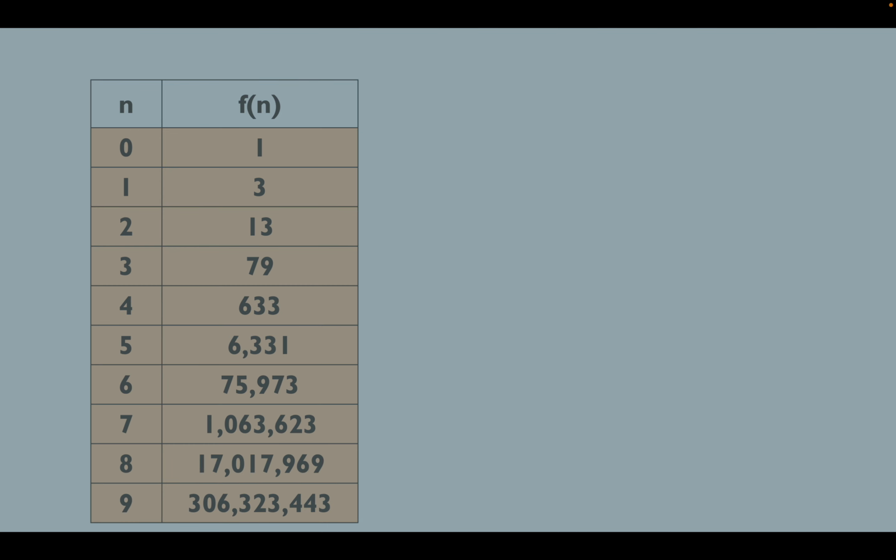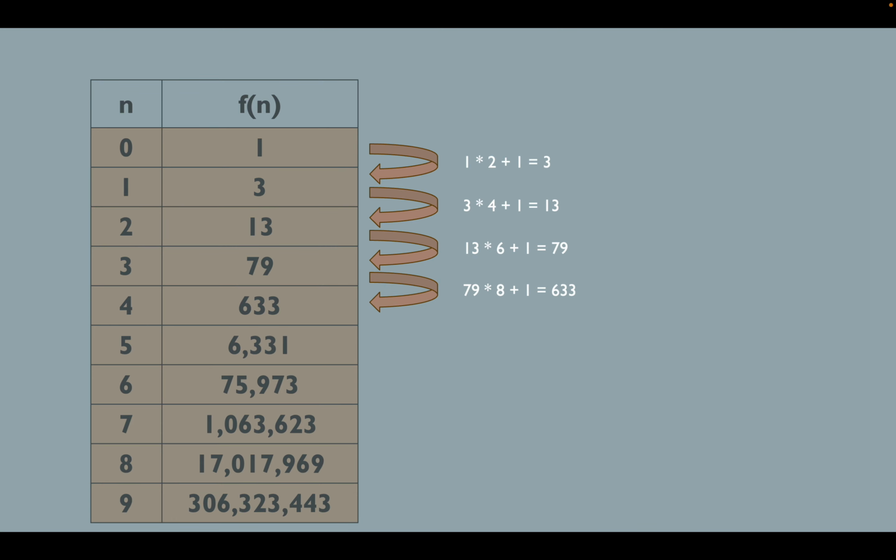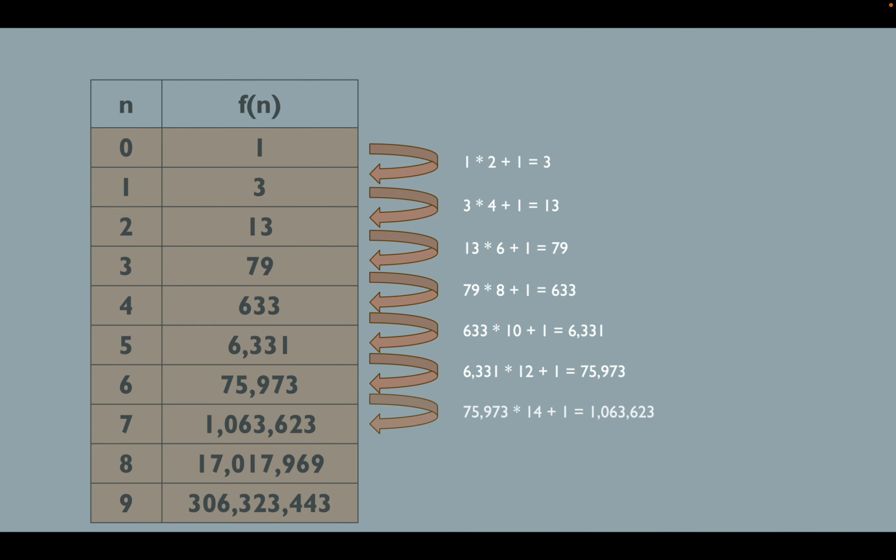We'll know that from 1 to 3, you have to multiply by 2 and add 1. And then from 3 to 13, you have to multiply by 4 and add 1. And then you multiply by 6 and add 1, and then you multiply by 8 and add 1, and multiply by 10 and add 1, multiply by 12 and add 1, 14, 16, and 18.